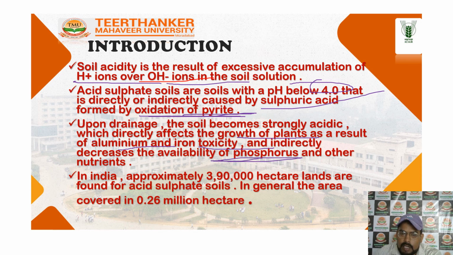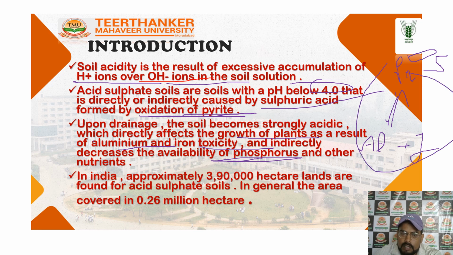That means aluminum and iron increase with an antagonistic effect, which directly affects growth. This increased aluminum concentration suppresses phosphorus.